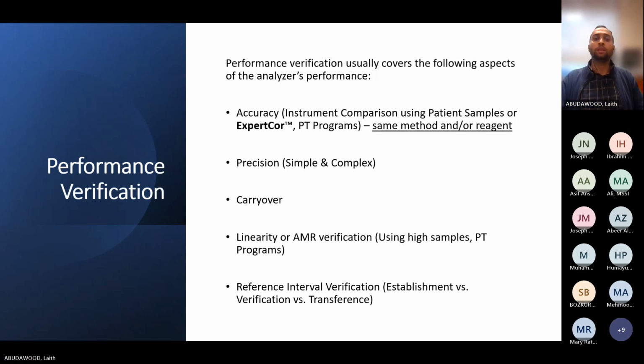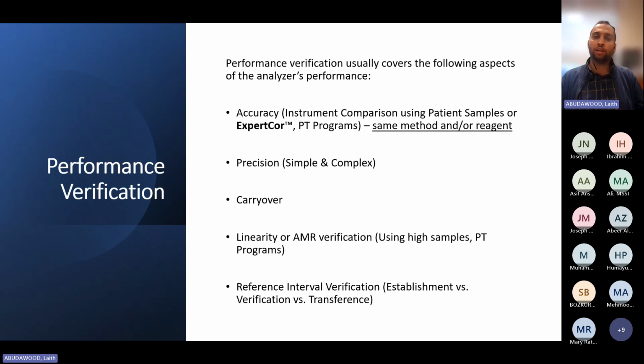Now, another way that will help me have a good idea about accuracy is by using PT programs, or proficiency testing programs, like ECAT, like RCPA, like CAP samples. They will give you a very good indication of your analyzer accuracy.